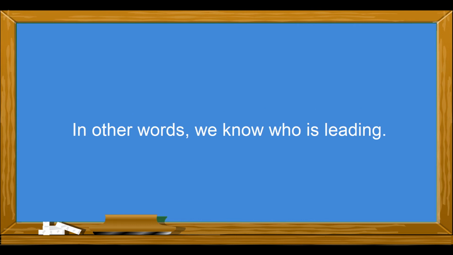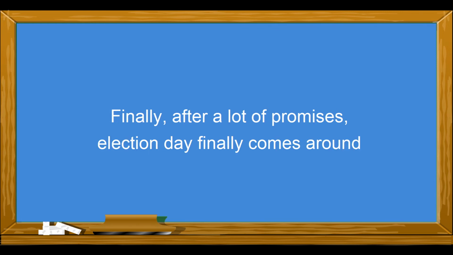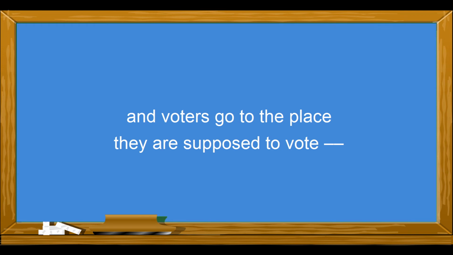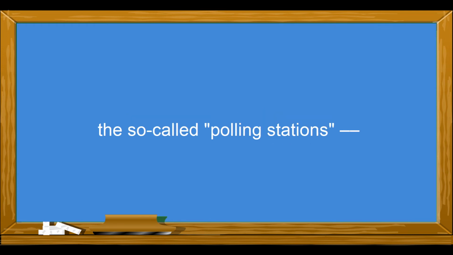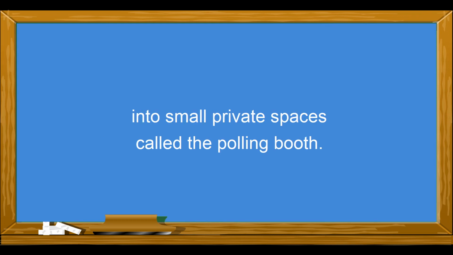In other words, we know who is leading. So if you are leading in the polls, you're a front runner. Finally, after a lot of promises, Election Day finally comes around, and voters go to the place they are supposed to vote, the so-called polling stations. And they identify themselves and go into small, private spaces called the polling booth.